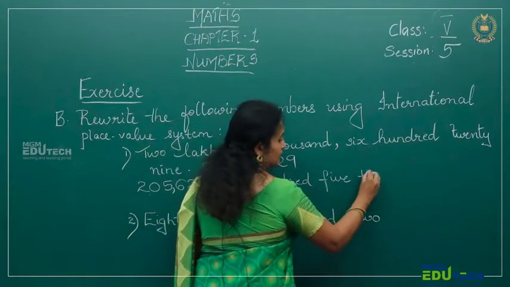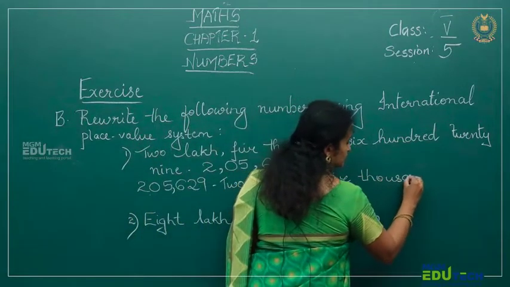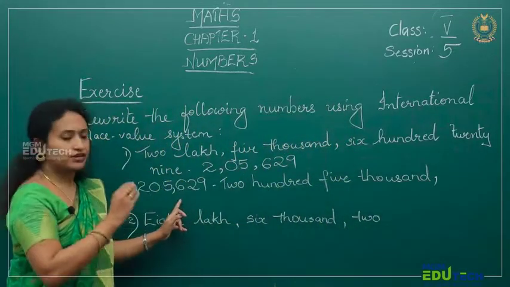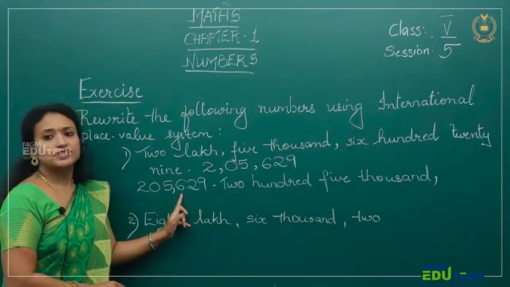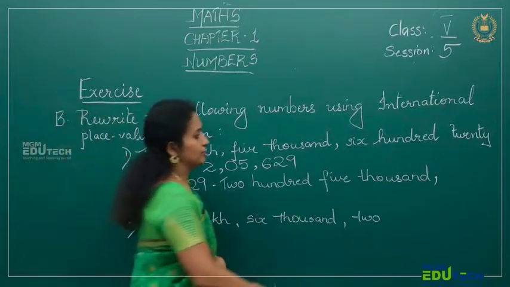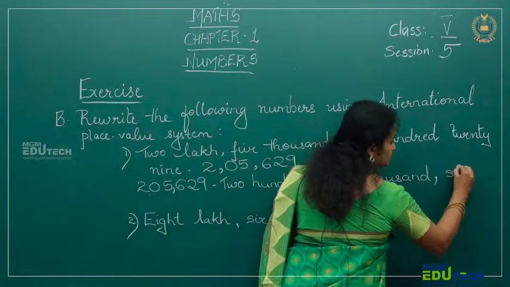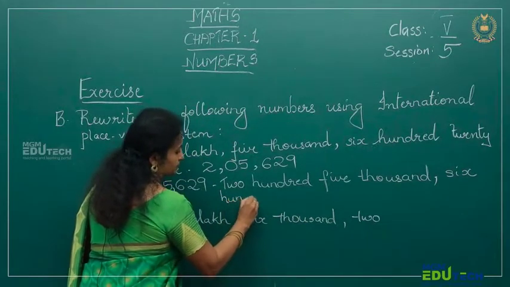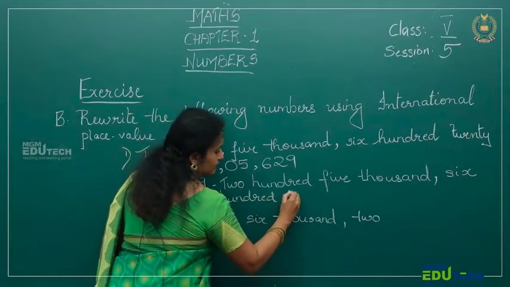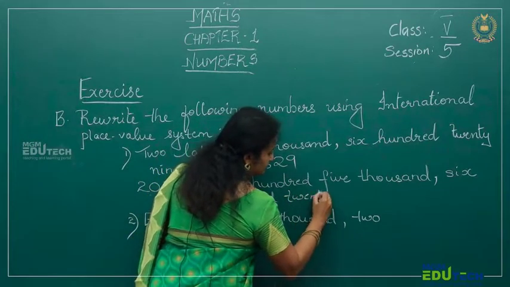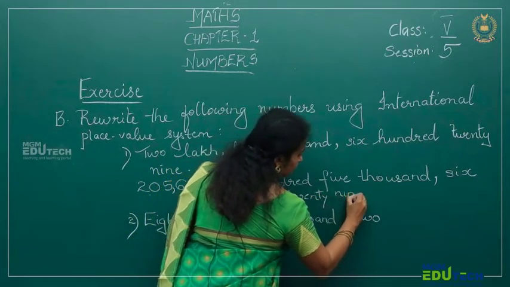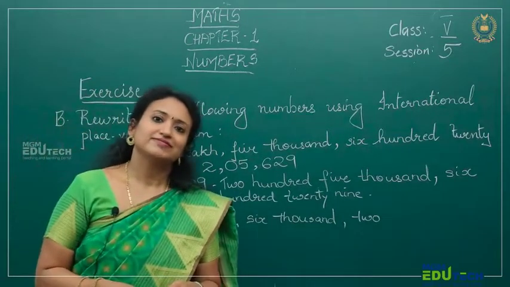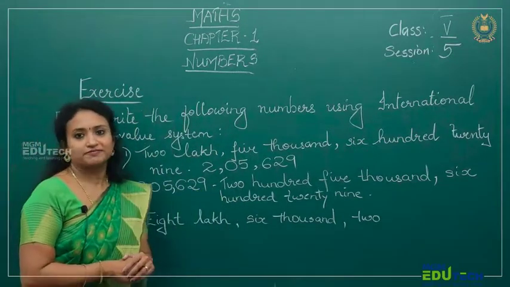205,000. Yes, 205,000. So your thousands period is over. The next is the ones period. You have, what is the number? 629. Isn't it easy? Yes? Okay, now let's go to the next question.